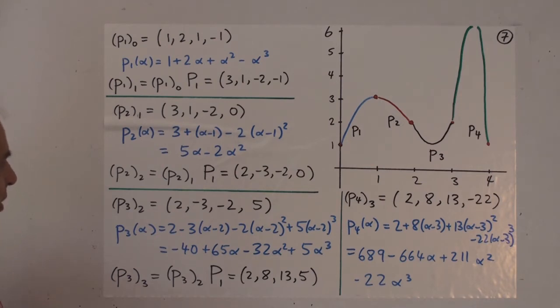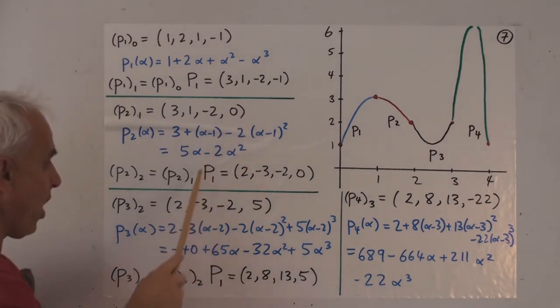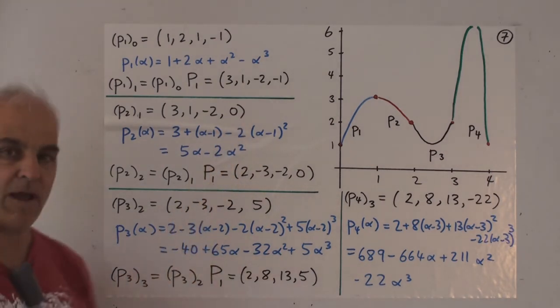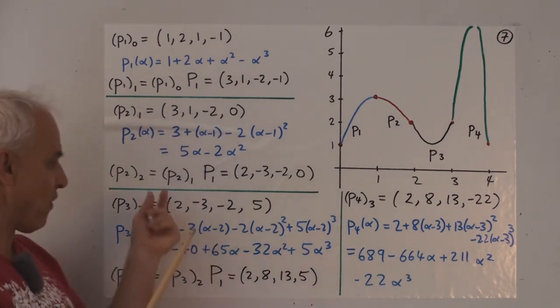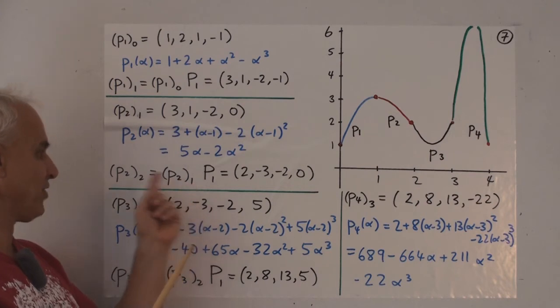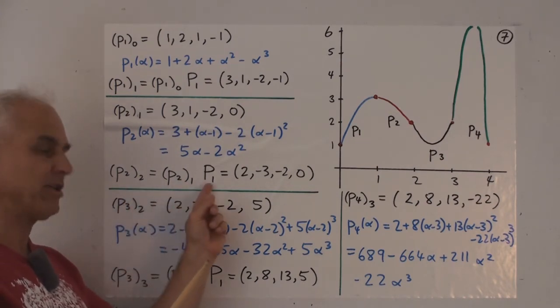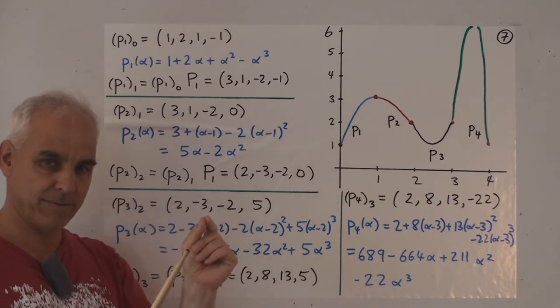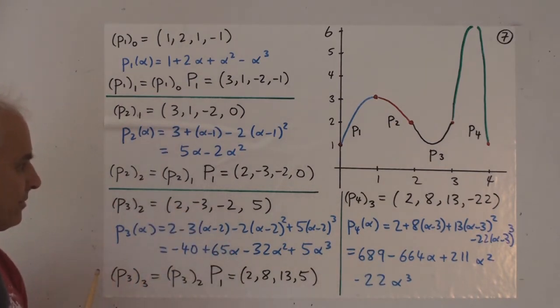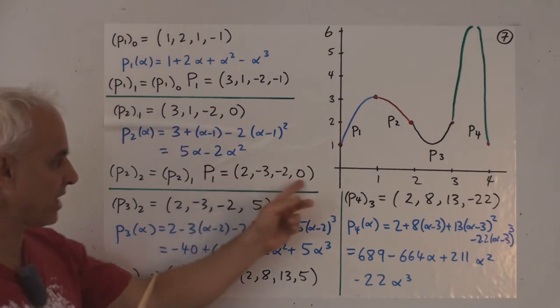Well, what are we going to do? We're going to take the coefficient vector at 1, and we're going to multiply it also by P1. It's exactly the same relation. To go from the coefficient vector at 1 to the coefficient vector at 2, we're going to multiply by the same Pascal matrix P sub 1. And you can check. That's what we get.